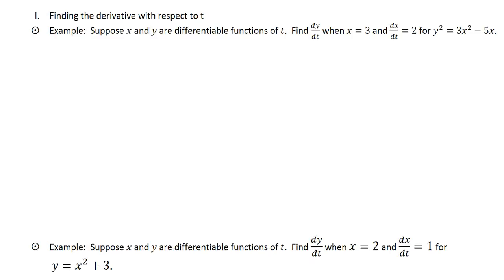So for example, suppose that x and y are differentiable functions of t. I want to find dy over dt when x equals 3 and dx over dt equals 2 for y squared equals 3x squared minus 5x. So I'm going to start off with my equation, y squared equals 3x squared minus 5x, and I'm going to take the derivative with respect to t of both sides. So instead of the derivative with respect to x, we're going to take the derivative with respect to t.